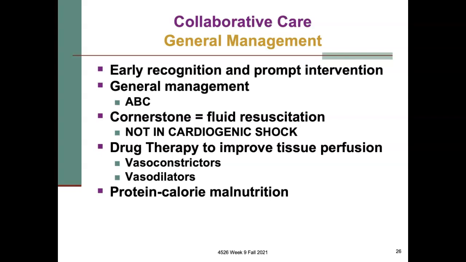However, fluid is given cautiously for cardiogenic shock, because the heart probably won't be able to tolerate a large amount of fluid. And so a lot of the therapy for cardiogenic shock focuses on drug therapy to improve tissue perfusion. We'll talk about vasoconstrictors and vasodilators. The other point that you may not consider is the importance of malnutrition, and that protein calorie malnutrition can set in very quickly. And so the importance of probably having a patient on an NG tube or TPN if required.